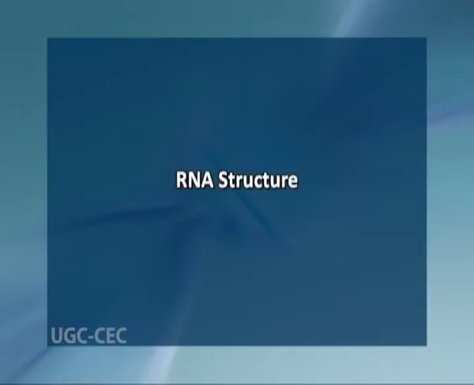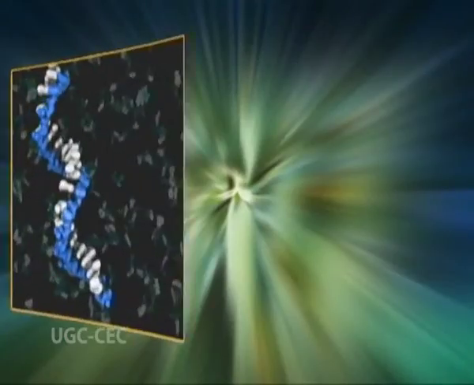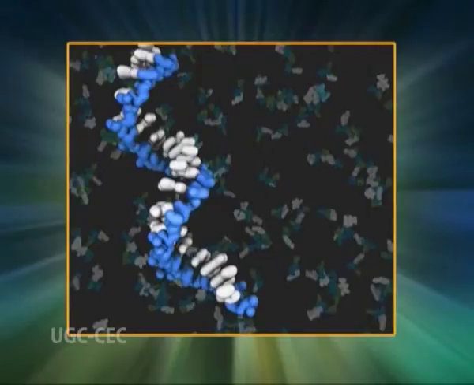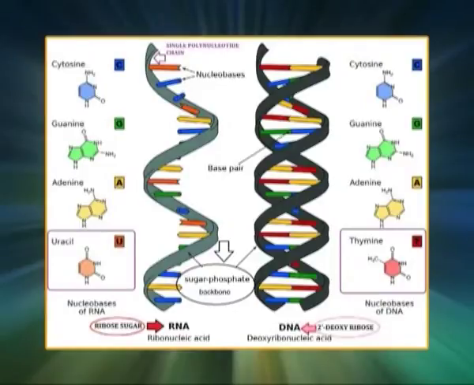RNA structure. RNA structure is simpler than DNA structure. RNA differs from DNA in 3 respects. First, the backbone of RNA contains ribose rather than 2-deoxyribose. That is, ribose has a hydroxyl group at the 2' position.